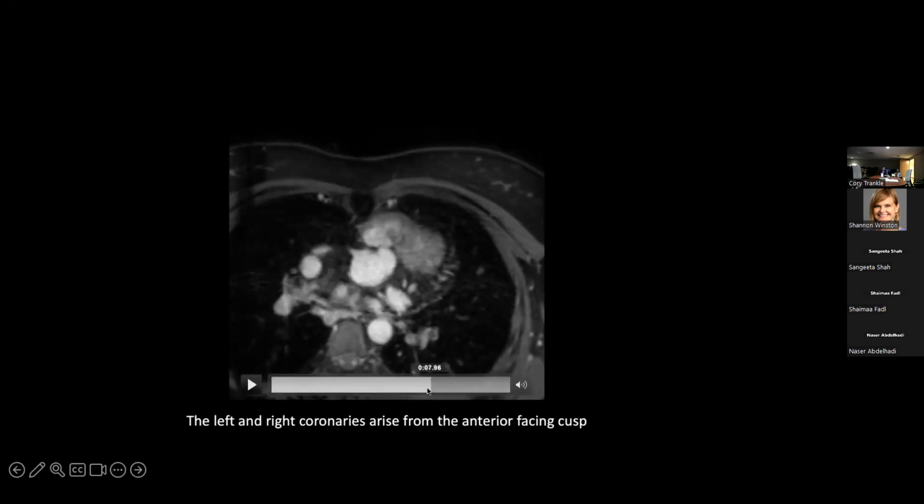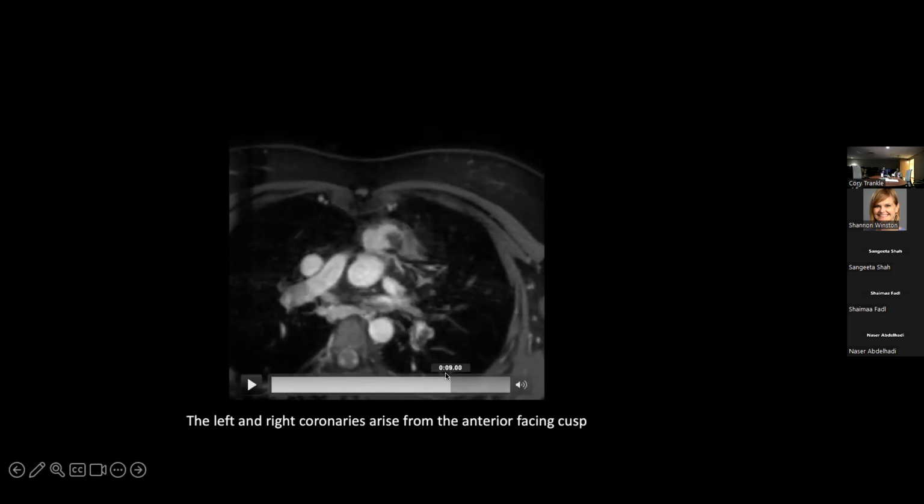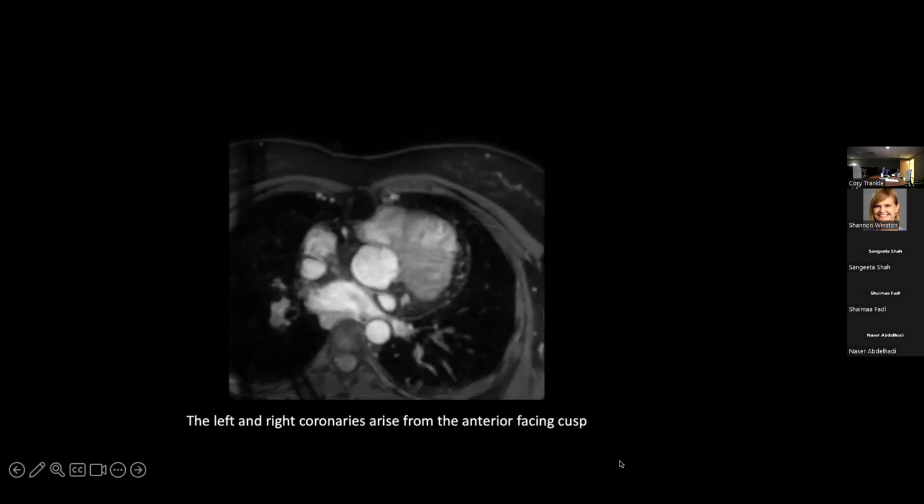But the angulation of the left main can lead to some ischemic symptoms if the patient is symptomatic, but this patient was asymptomatic.